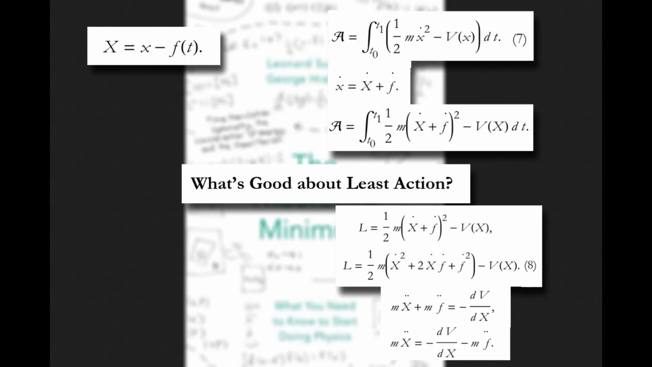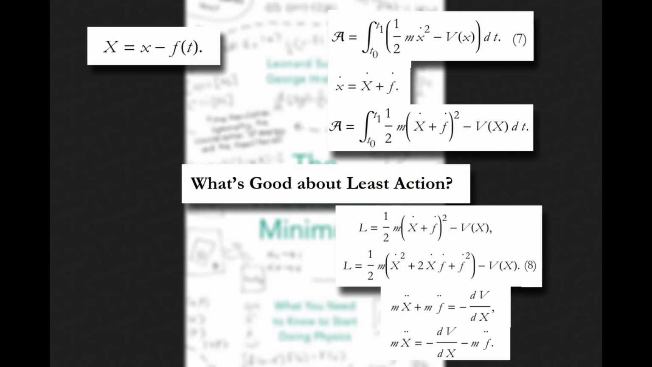So we plug this into equation 7 to get A equals the integration from t0 to t1 of half m (capital X dot plus f dot) whole square minus potential function V as a function of capital X, dt. The potential energy V(X) simply means the potential energy that Lenny would use evaluated at the object's location but expressed in George's coordinates, same point, different label. And now we know the Lagrangian in the X frame of reference.